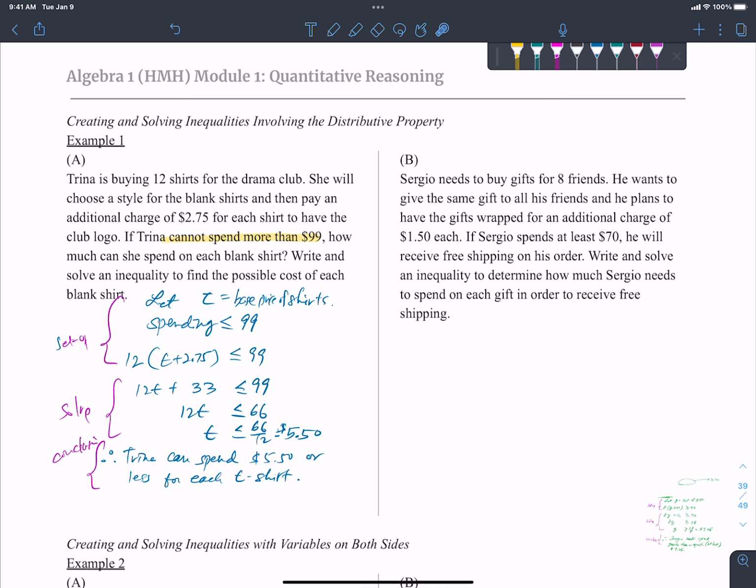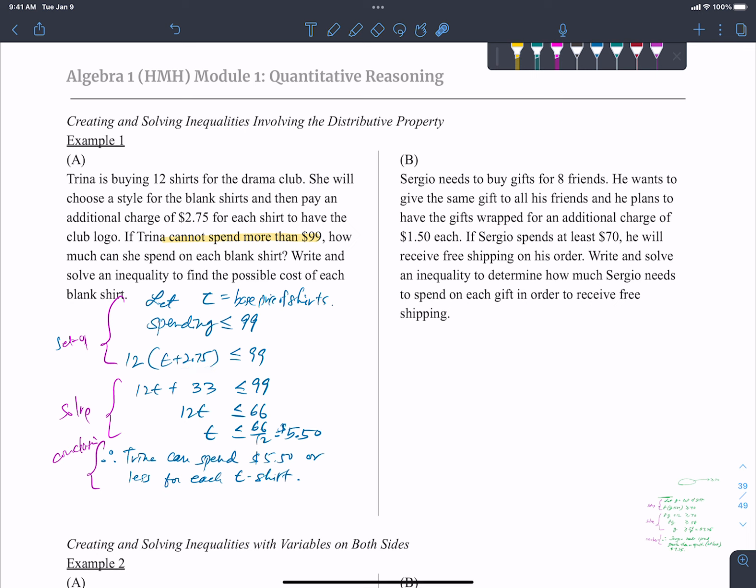But just like before, what constitutes spending, right? So the Trina is buying 12 shirts for the drama club, and for each one there's an additional charge. She'll have to pay an additional charge of $2.75 to have a club logo. So that's a separate charge. So for each shirt, right? So what that means is that 12 shirts times the cost T, or the base price of the shirt, plus the logo price.